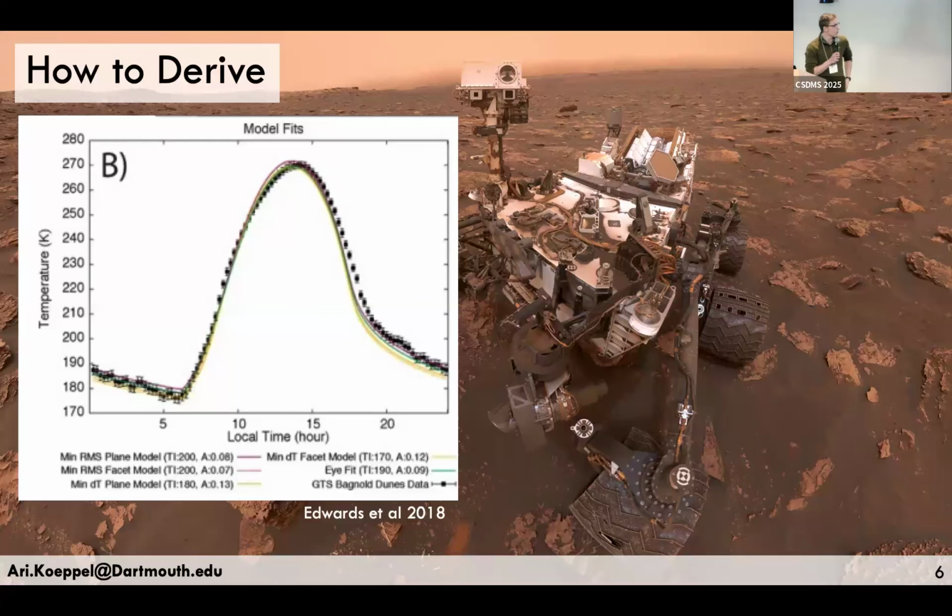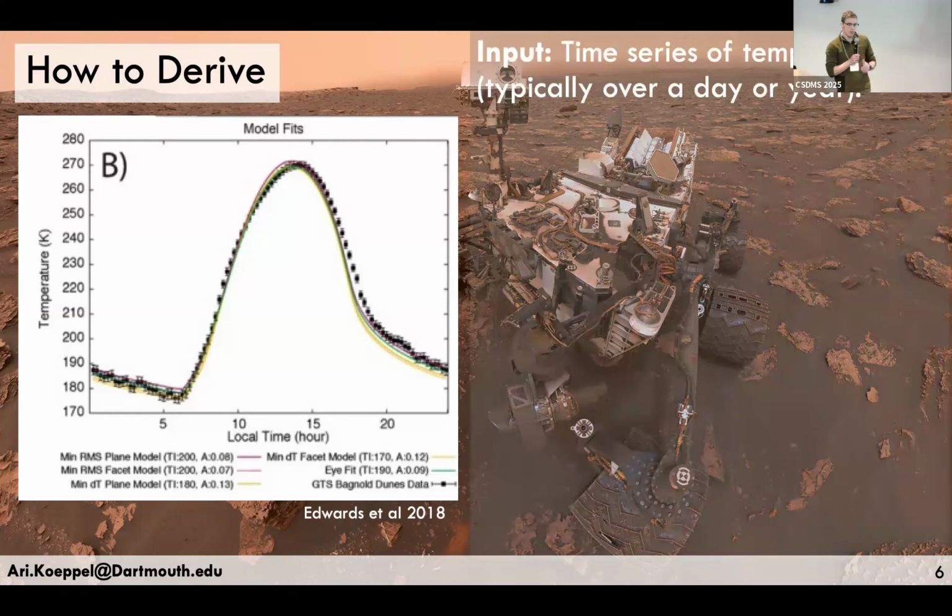So how do we derive thermal inertia? Well, the lineage of thermophysical analysis has its origins in Mars science, actually. And that's because we're really surface data limited. So we need to use these remote techniques to understand sediments and their properties. We start with a time series of temperature, typically over a day or a year. Here I'm showing a day of Curiosity rover radiometer observations, the black dots.